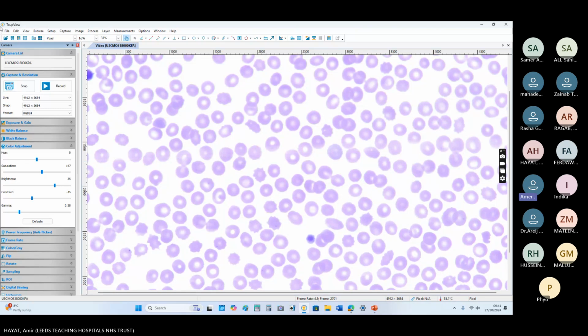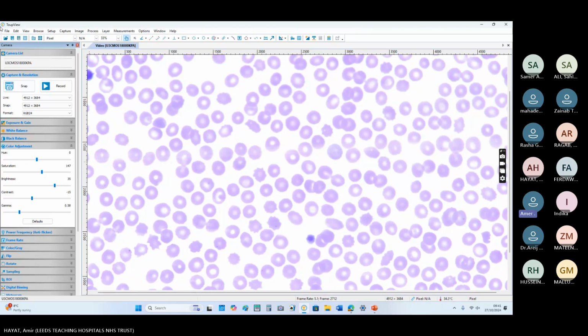If you are sitting for FRCPath Part 2 exam, how would you report this blood film? Now you have seen the red cell morphology, platelet morphology, and white cell morphology.